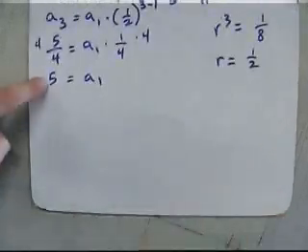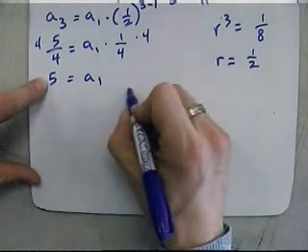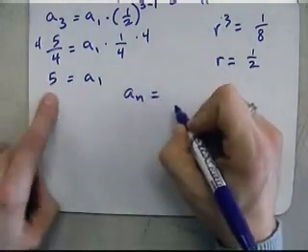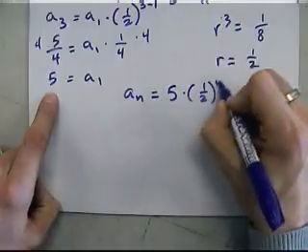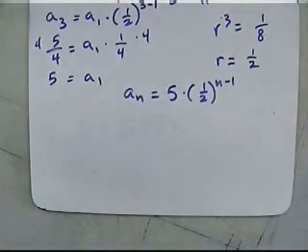Okay, so now we've got our a sub 1. So our general formula is this. It's a sub n equals a sub 1, which is 5, multiplied by the ratio to the n minus 1. So there's our generic.